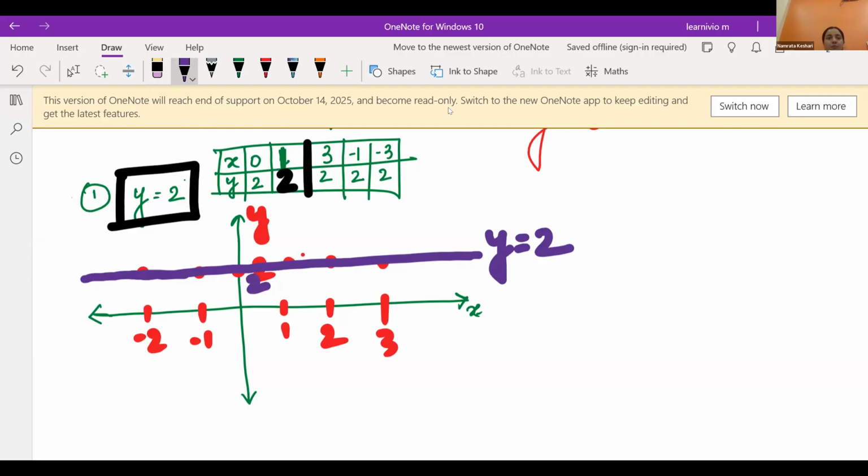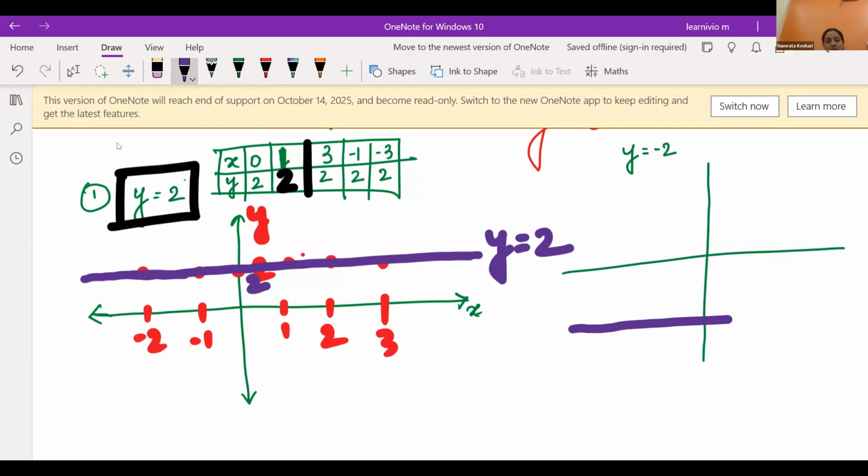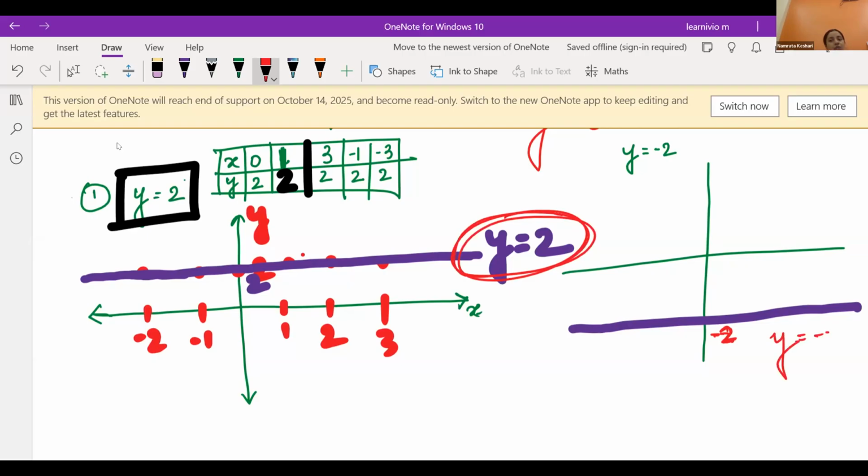If we have to plot y equals minus 2, now we will not make a table, we can directly draw. We know the graph will move parallel to x-axis and pass through the point where y is negative 2. Yes or no? Okay, so the equation of a line parallel to x-axis looks like this: y equals minus 2.